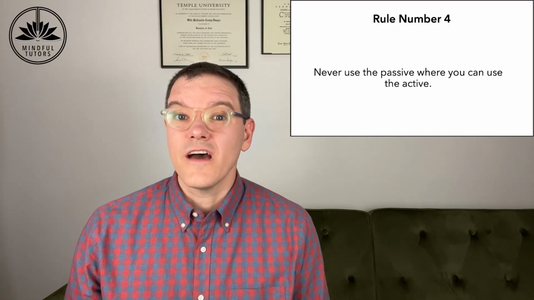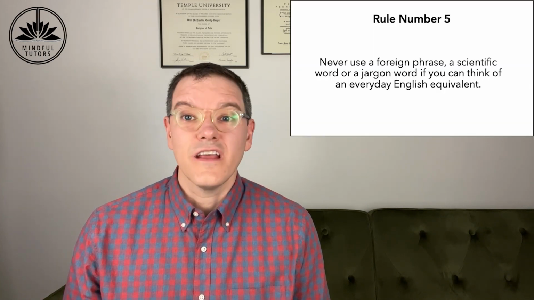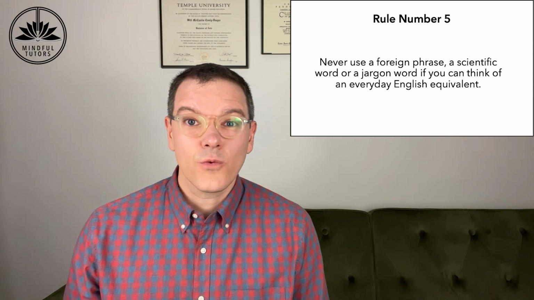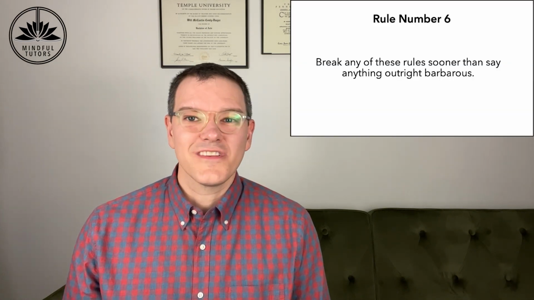4. Never use the passive where you can use the active. 5. Never use a foreign phrase, a scientific word, or a jargon word if you can think of an everyday English equivalent. And finally, Rule 6. Break any of these rules sooner than say anything outright barbarous. I'll concentrate on rules 1 through 3, and then I'll touch on rules 4 and 6.